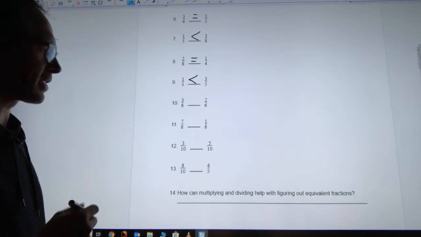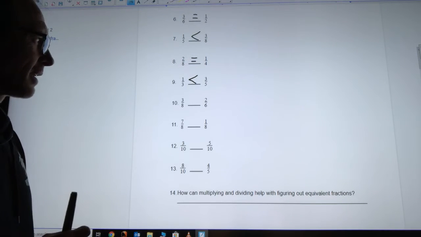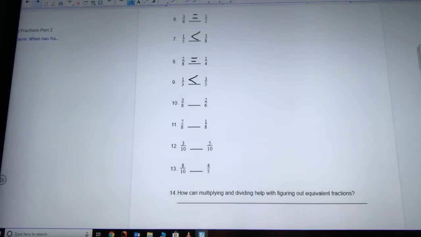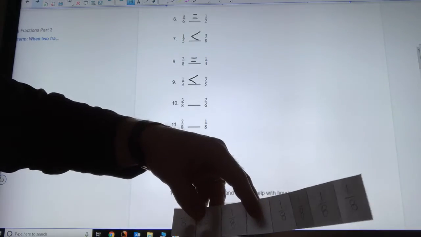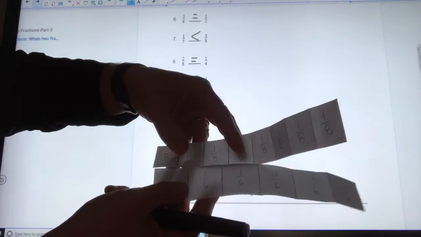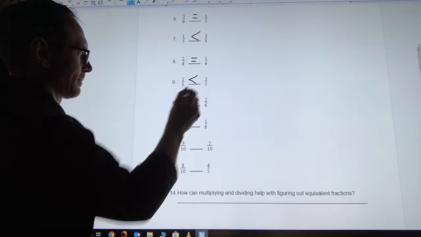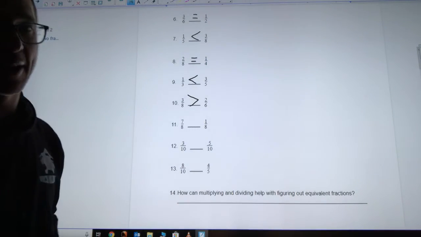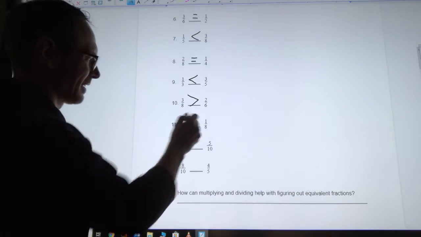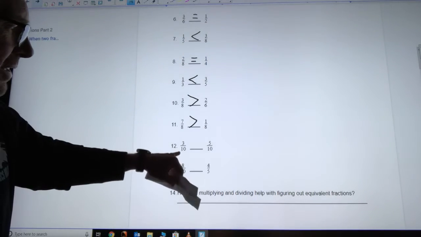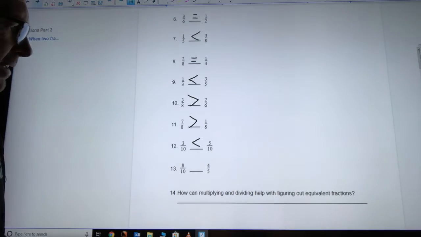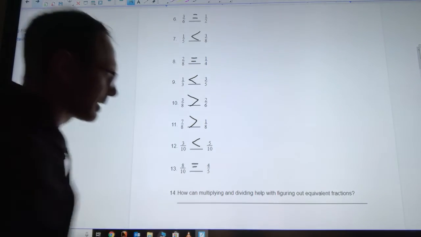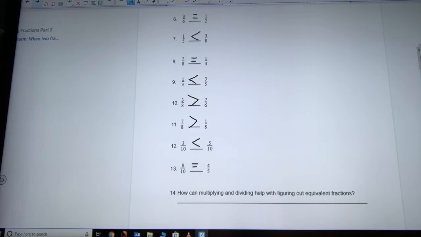3/8 and 2/6 are actually not that much different, but if you look at them closely, you'll see that 3/8 is just a bit bigger. 7/8 is way bigger though than 1/8. 3/10 is smaller than 5/10. And 8/10 is actually equal. It's the same size as 4/5.